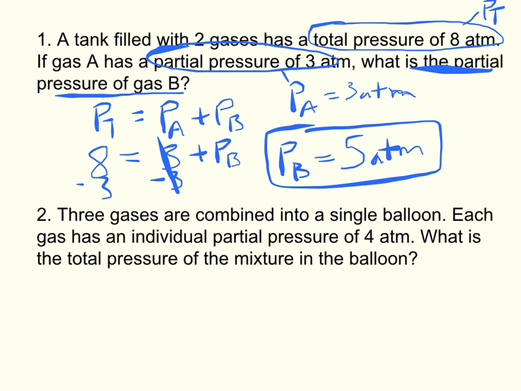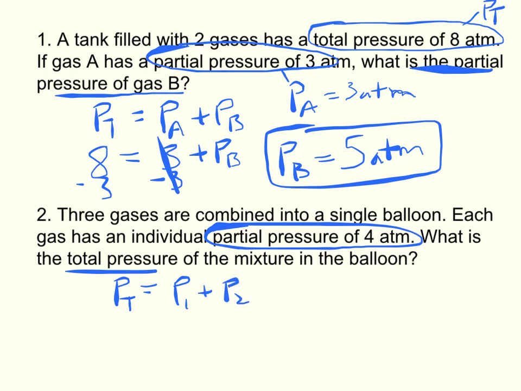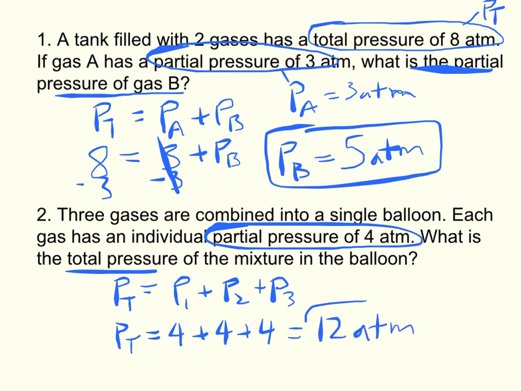Number 2 says 3 gases are combined into a single balloon. Each gas has an individual partial pressure of 4 atm. What is the total pressure of the mixture in the balloon? Well, P sub T, if there's 3 gases, is equal to the partial pressure of gas 1 plus the partial pressure of gas 2 plus the partial pressure of gas 3. If I know that each gas has a partial pressure of 4, then this is just 4 plus 4 plus 4. Another way of thinking of that is 4 times 3, which gives you a total pressure of 12 atm.